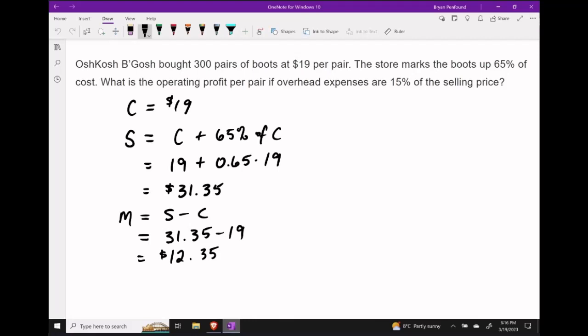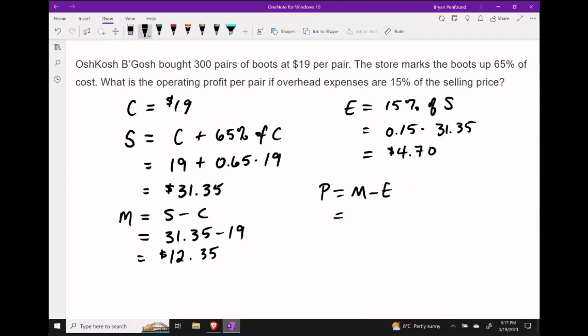But we have some information about overhead expenses. We know that the overhead expenses are 15% of the selling price. So if we take 0.15 and we multiply it by the selling price of $31.35, that should tell us how much gets allocated to our overhead expenses. So the overhead expenses account for $4.70 of our markup.